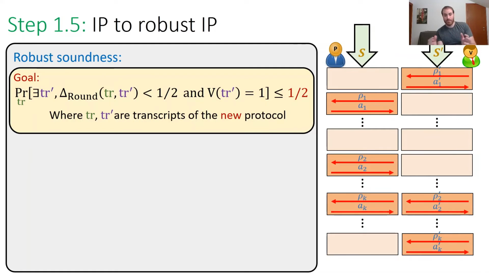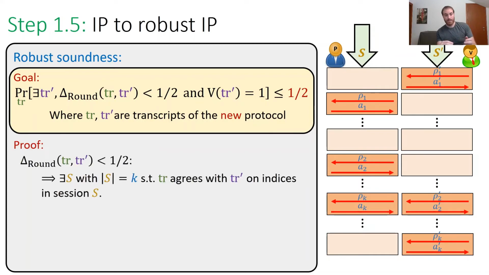And now these transcripts that I'm talking about are the entire new protocol. Let's take a look at two transcripts which are close to each other. If they're close, if they agree on at least 1/2 of the rounds, then there exists some set S of size k, such that they agree on this session S. This is because there are 2k rounds and they agree on at least k of them.